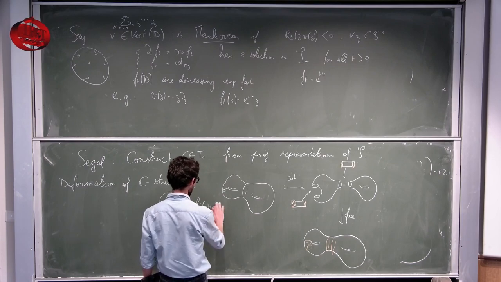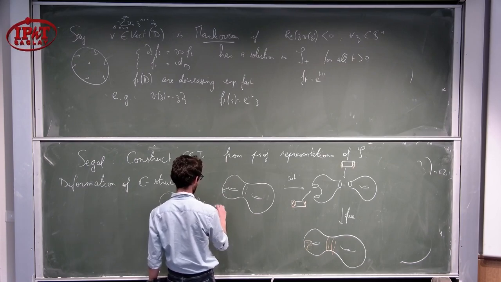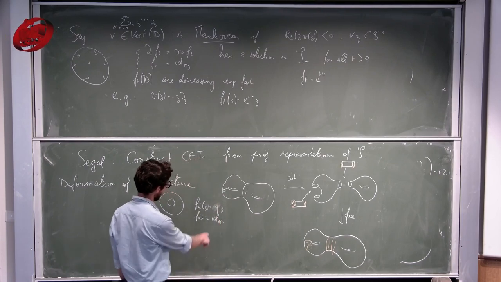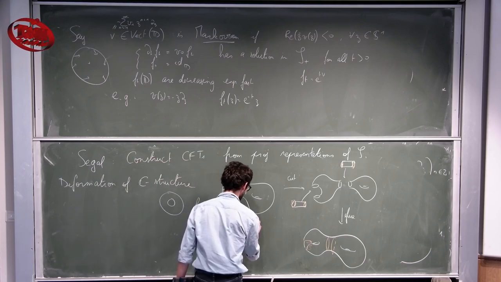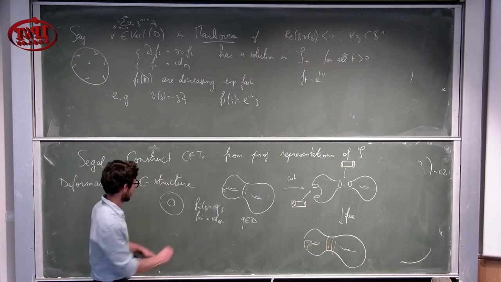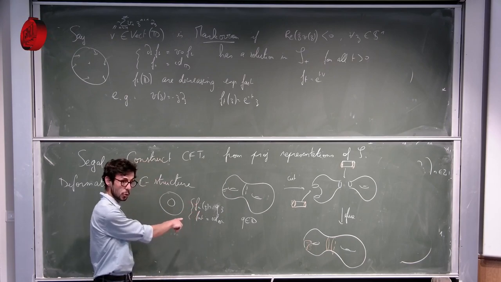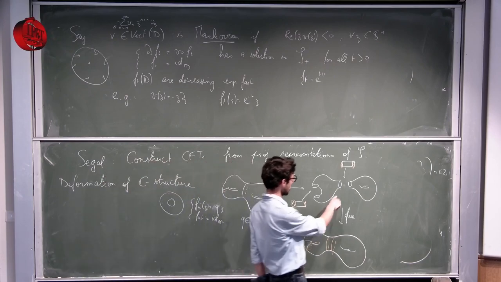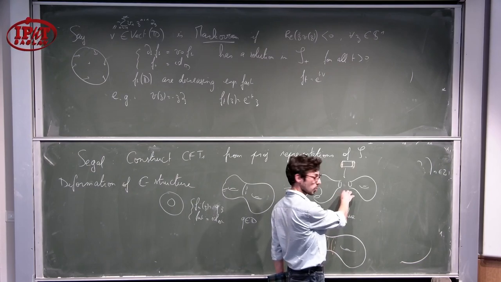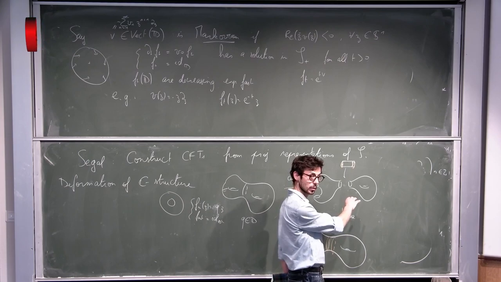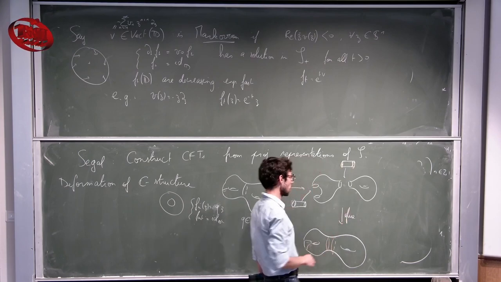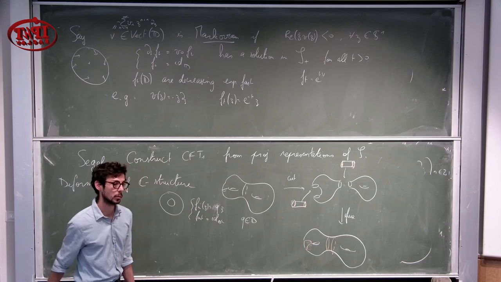Actually, it's maybe better to write Q. So Q would be a complex number in the punctured disk. This defines an annulus, which has modulus Q. And you can glue it here, for example. And this will give you local analytic coordinates on Teichmuller space, which are holomorphic, but not global.